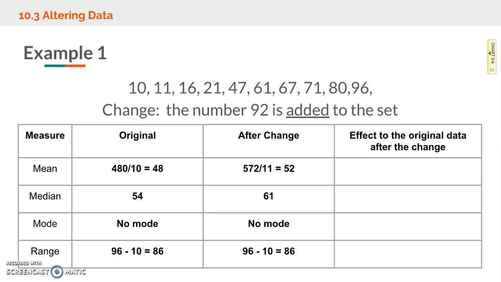And our range is also the same, right? We still have the biggest number of 96 and the smallest number of 10 to get a range of 86. So what does our effect look like from this data? All right, so our mean got 4 units larger by adding the number 92. Our median got 7 units larger. Because no mode, no change happened there. And with our range, no change happened there as well. The range stayed the same.